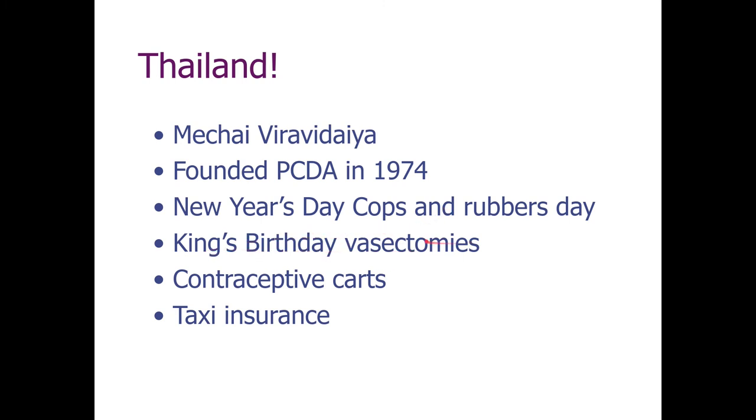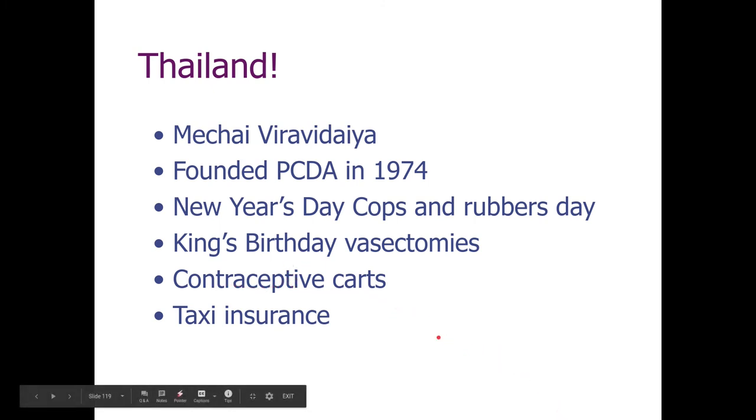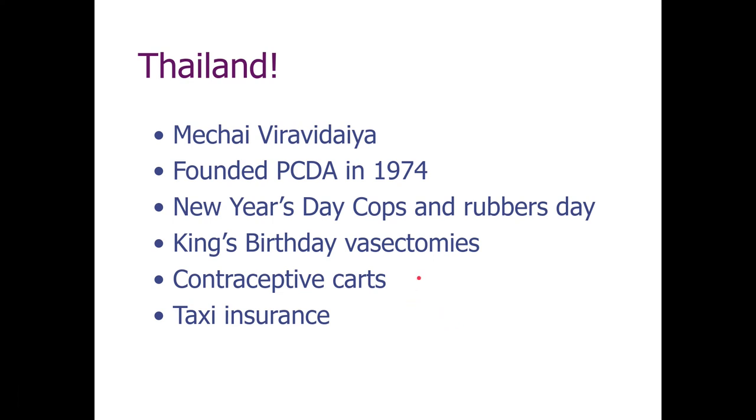On the king's birthday, you can get a free vasectomy in Thailand. They have contraceptive carts. Back in the day, when people still went outside in groups, if you went to a Kings game, there might be people selling stuff outside the game, right? Like t-shirts or little rolling carts selling whatever they sell on those rolling carts. Well, the PDA said, if there's going to be people, we want to be there and we want to give out contraceptives. So anytime there was a festival, a gathering of any kind, they would show up and give away contraceptives.